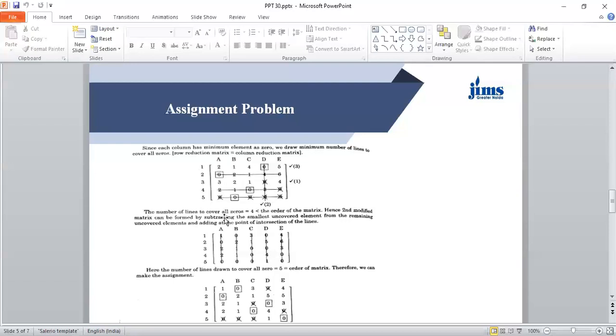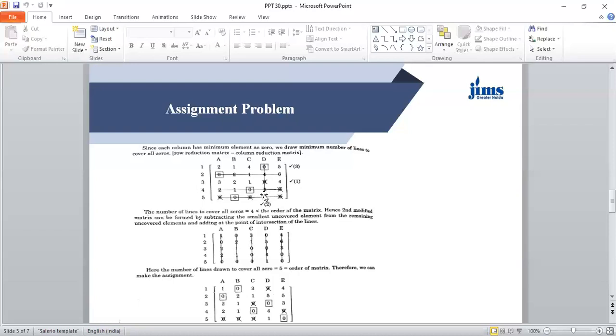Uncovered elements 2, 1, 4 become 1, 0, and 3. And this remains 0 only, this 5 becomes 5 minus 1, 4, because it is an uncovered element. Elements on the lines where there is no intersection, we do not change. So this 6 remains 6, this 4 becomes 3, and this 0 will remain 0, 0 will remain 0.